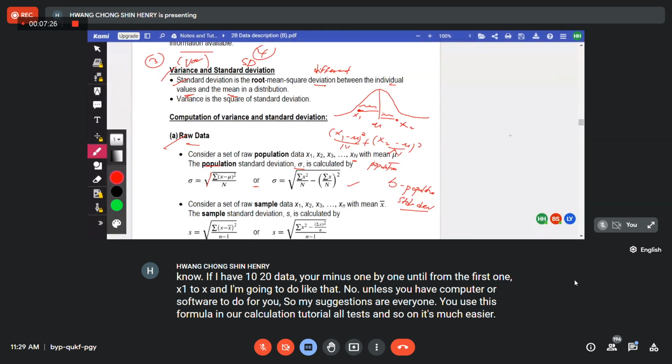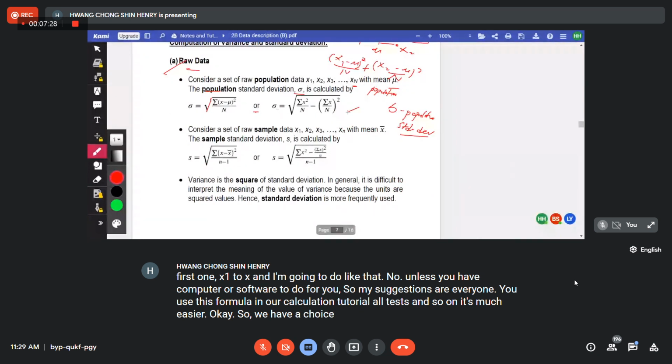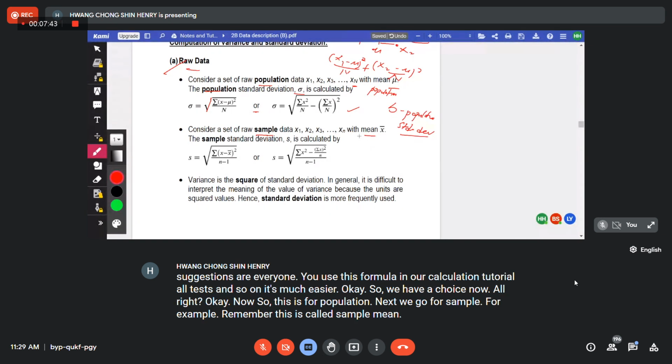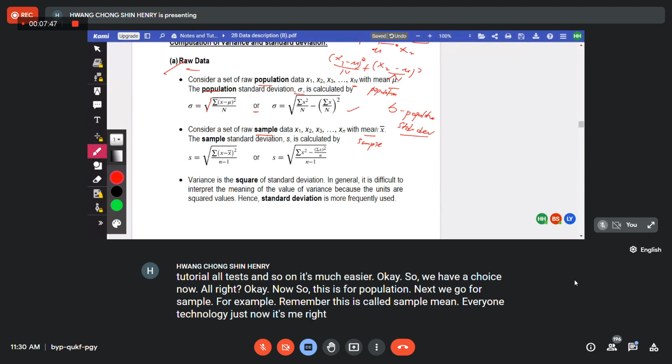Okay? So we have a choice here, right? Now, this is for populations. Next, we go for sample. For sample, remember, this is called sample mean. Everyone, take note. Just now it was mu, right? Now we use X bar.